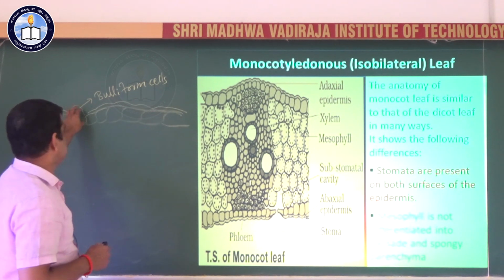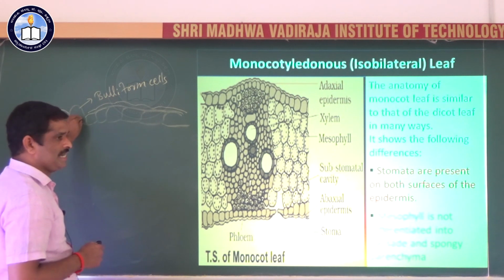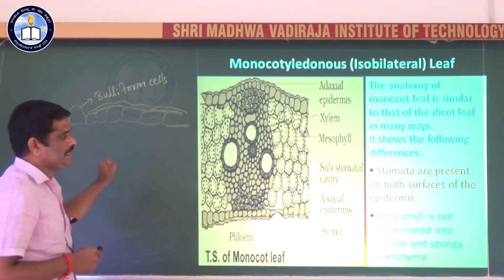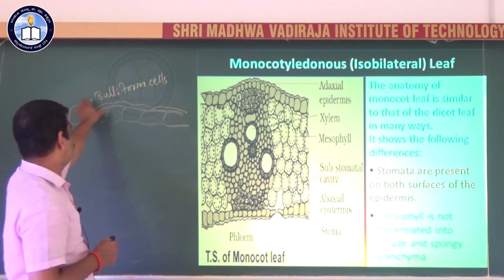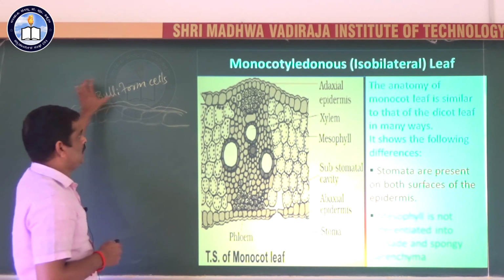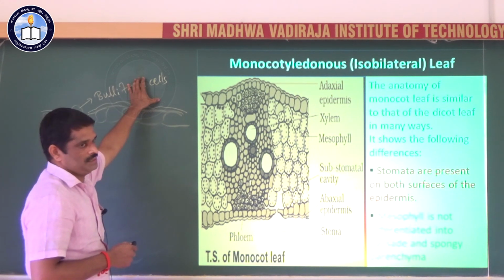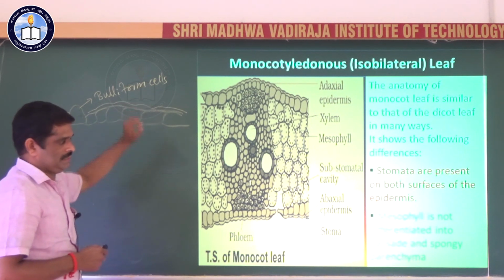Under water stress, the bulliform cells become flaccid. It results in the rolling of the leaf, thereby preventing the loss of water. Bulliform cells help to prevent water loss during water stress.